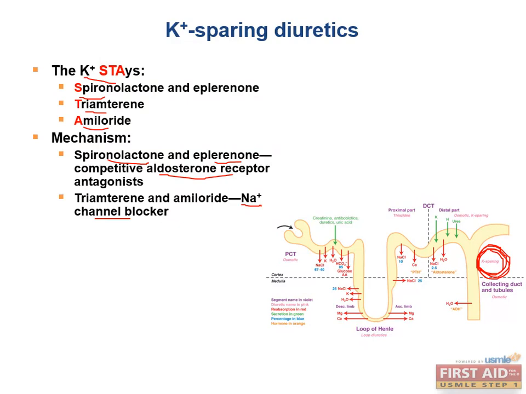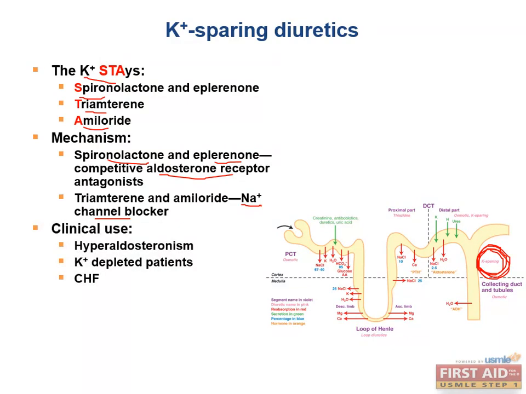The clinical uses for the potassium-sparing diuretics include hyperaldosteronism, which makes sense for spironolactone and eplerenone, but they also make sense for triamterene and amiloride because they're blocking that excess sodium reabsorption. Obviously, when you need diuretics in potassium-depleted patients, you're going to use potassium-sparing diuretics. And lastly, we're going to use potassium-sparing diuretics in CHF patients to prevent potassium depletion.